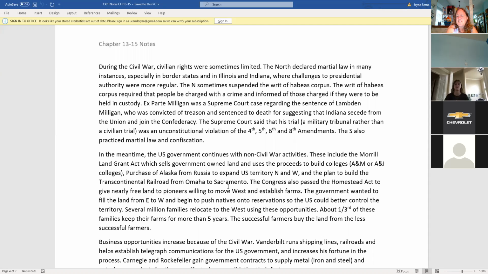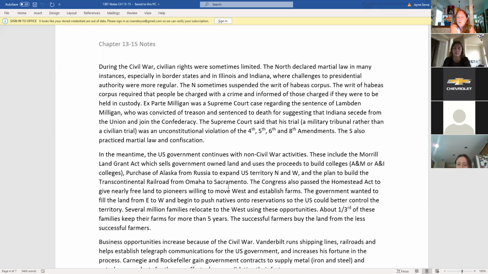So they suspended the writ of habeas corpus. You go like, that is terrible. So the writ of habeas corpus is when someone gets charged with a crime, they can't hold them in custody unless they tell them the charges against them. So if you suspend the writ of habeas corpus, you can be held without being charged. So they arrest Lambdin Milligan, don't tell him why, they keep him for quite a while, and then tell him he's being charged with treason, give him a court-martial, a military trial, and then sentence him to death.